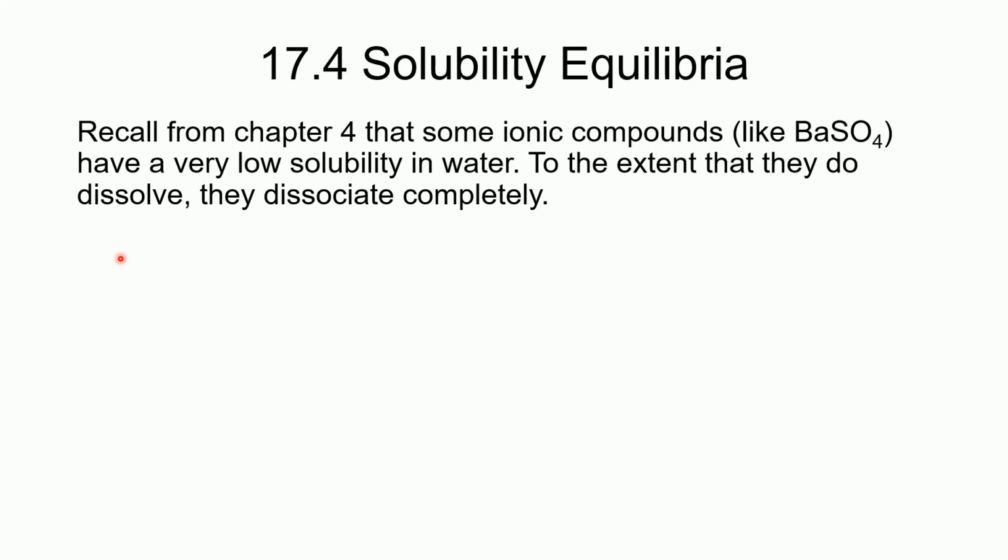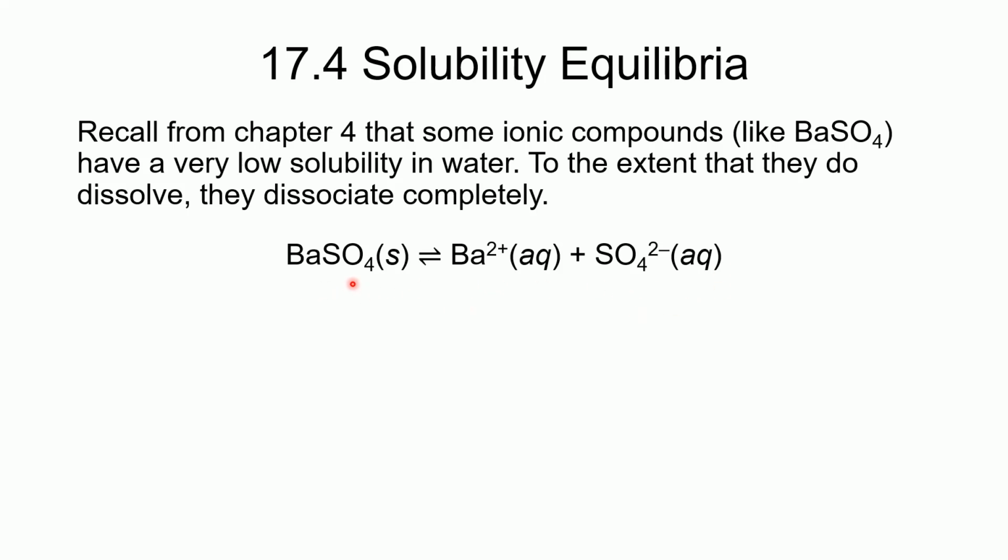Well, we'll find that regardless of whether it is a low solubility substance or a high solubility substance, we can describe the solubility characteristics of an ionic compound using something we call a solubility product. We can write out an equilibrium equation, like for barium sulfate here. To the extent that it does dissolve, it does dissociate. It gives us barium ion and sulfate ion.